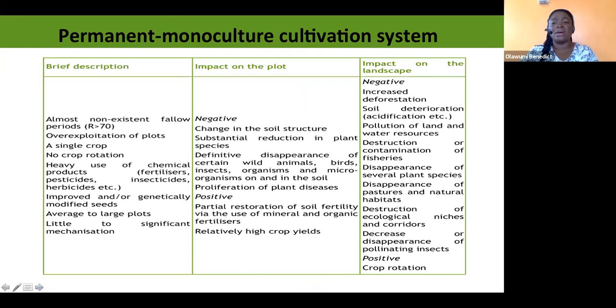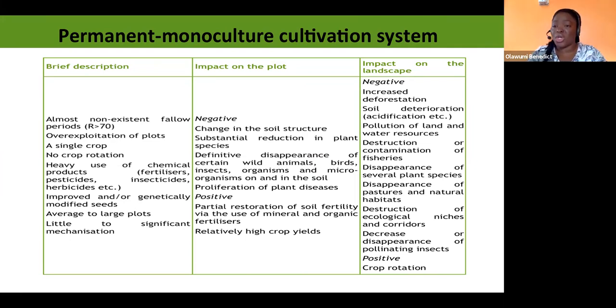So another system is the permanent monoculture cultivation system. In this type of system, there is almost non-existence of fallow period also, because it's monoculture. We explained on Monday what monoculture is, and there's overexploitation of the plots, a single crop system.